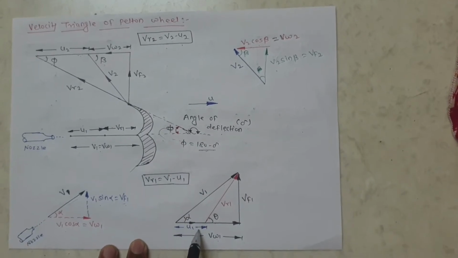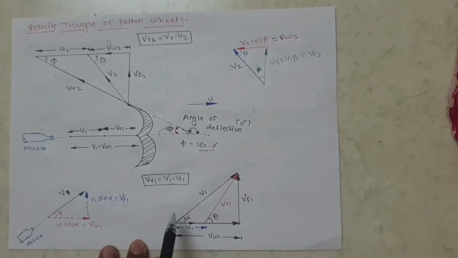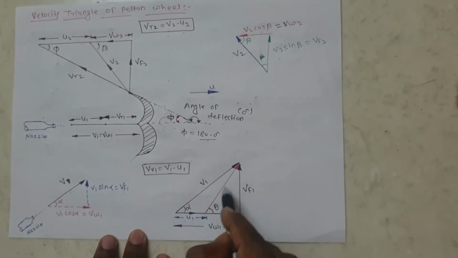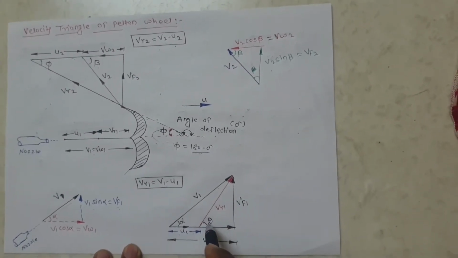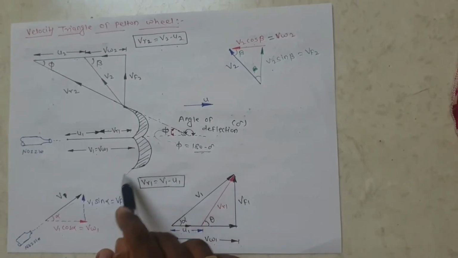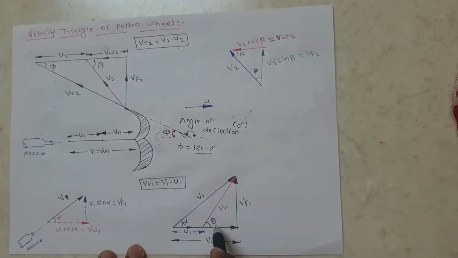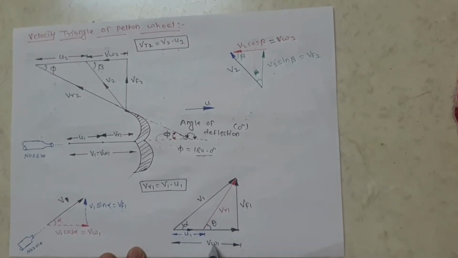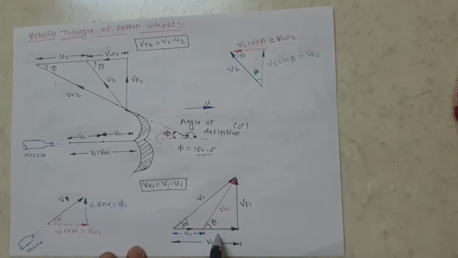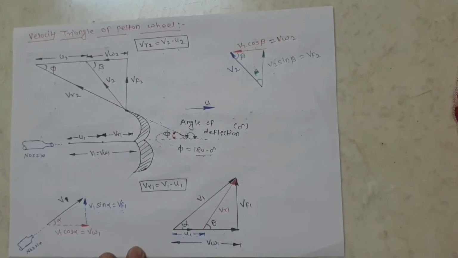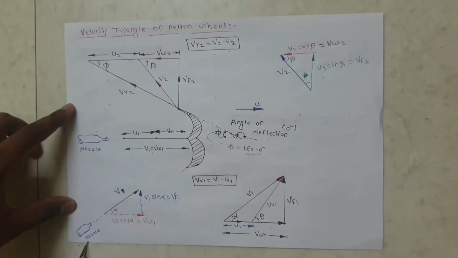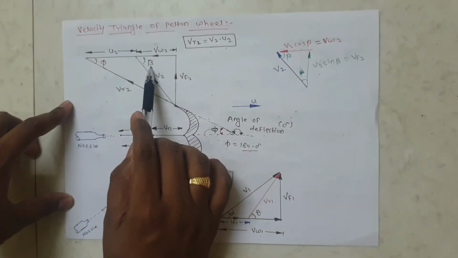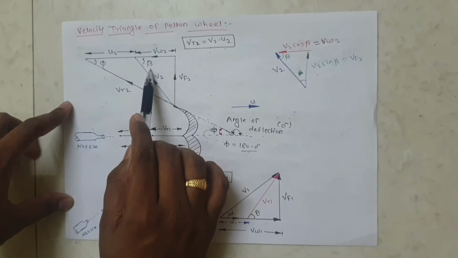So this u1 is the blade velocity at inlet, and you know that VR1 is equal to V1 minus u1. So this is VR1 at the angle of the blade angle at inlet. The remaining one is VW1 minus u1, this much. This is the velocity triangle when beta is less than 90 degrees.